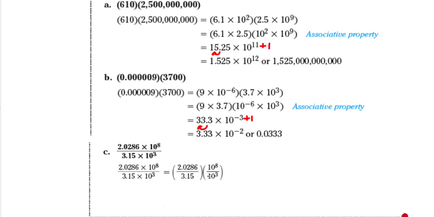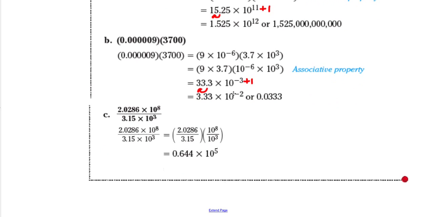Okay, this becomes 2.0286 over 3.15 all over 10 to the 8th over 10 to the third power. Using a calculator, 2.0286 divided by 3.15 will give you 0.644 times 10 to the 5th power. Using the rules of exponents, when you're dividing exponents, you simply subtract the exponent of the denominator from the exponent of the numerator, which gives you 10 to the 5th power.